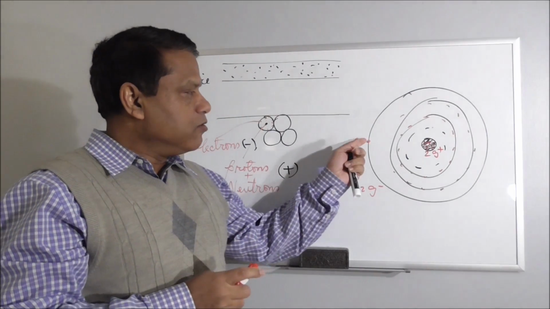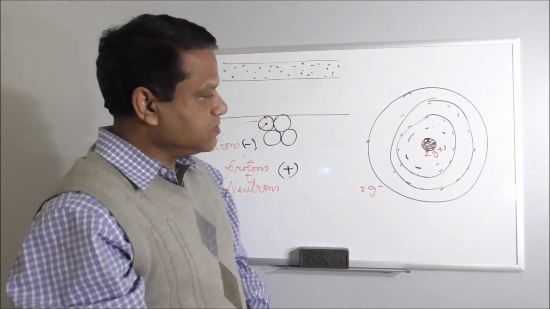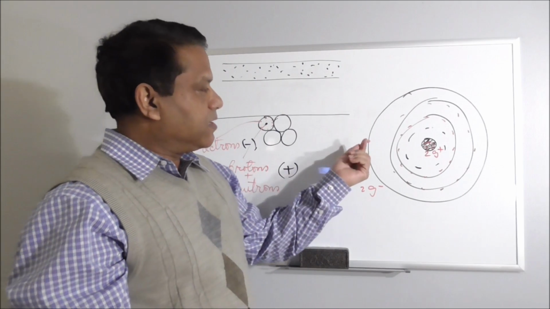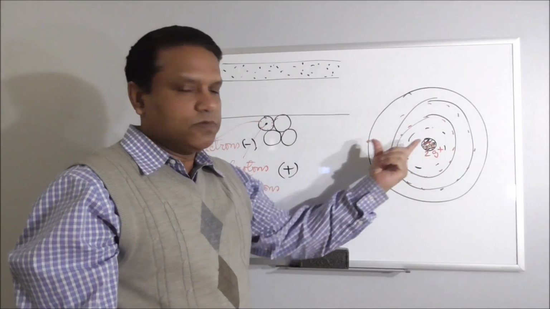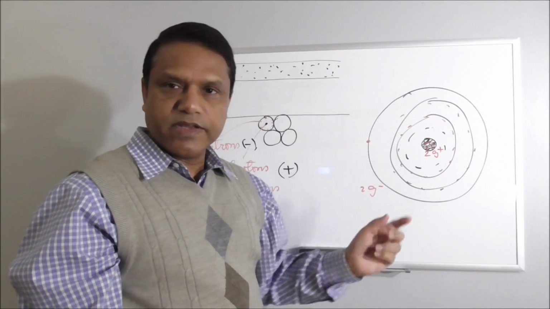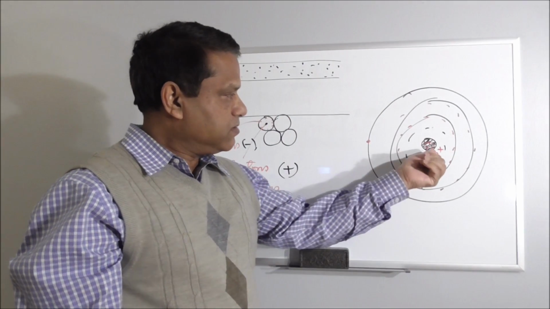So this has very loose connection with the nucleus, which has protons and neutrons. That means its attraction is very low. Okay, and it spins at a high speed. It has high energy, and it has loose connection.